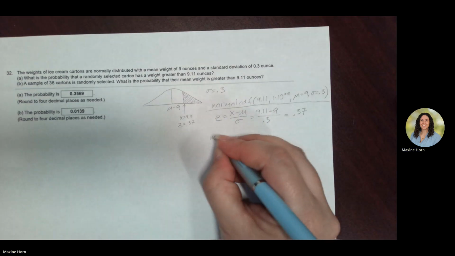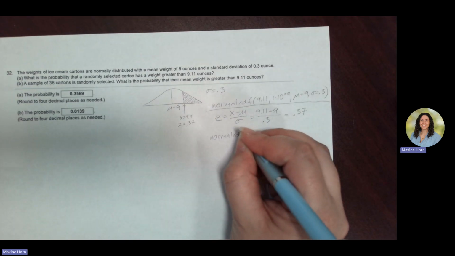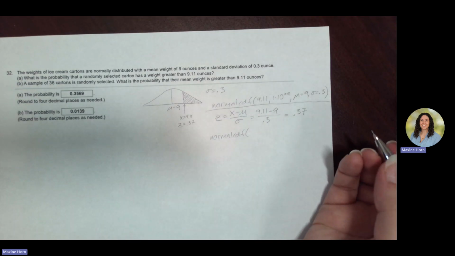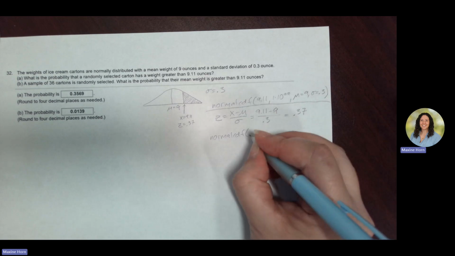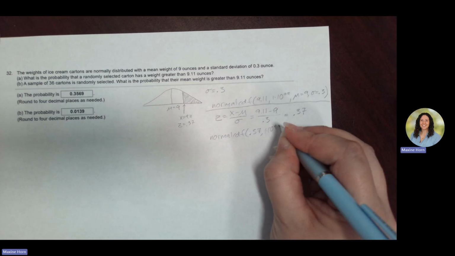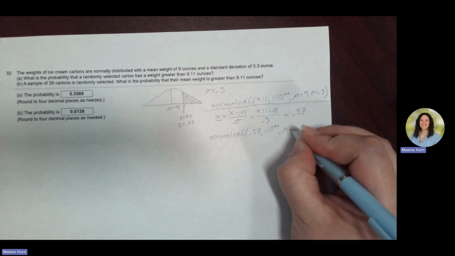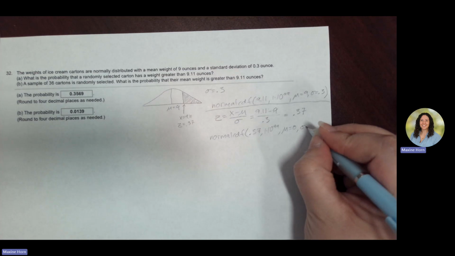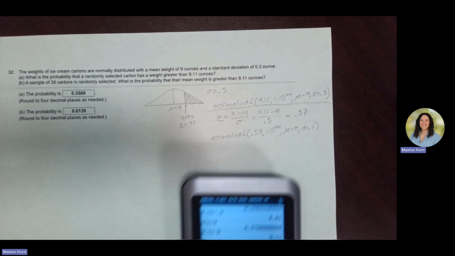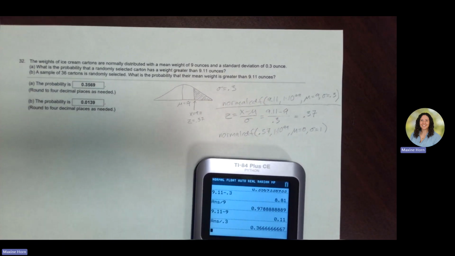Or I can still use my calculator and do normal CDF, but this time I'm giving it z-scores as the boundaries. So that's going to be 0.37, infinity, or 1 times 10 to the 99th. And I have to give it a mean of 0 and a standard deviation of 1, right? If I'm giving it z-scores as boundaries, I have to give it 0 and 1.